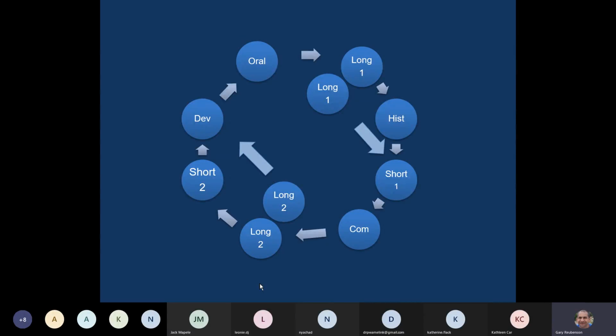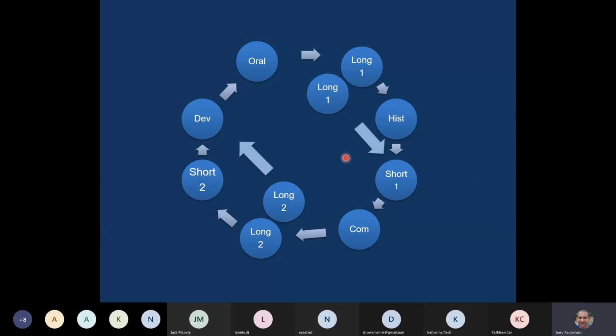Again, for COVID times, you don't need to worry too much about this because it's not like this at all. But what it essentially shows is that everyone will have 2 long cases, 2 short cases, and 1 each of development, structured oral, communication. What it also means is that within a rotation, everyone does the same short cases: history taking, oral, developmental assessment, communication.